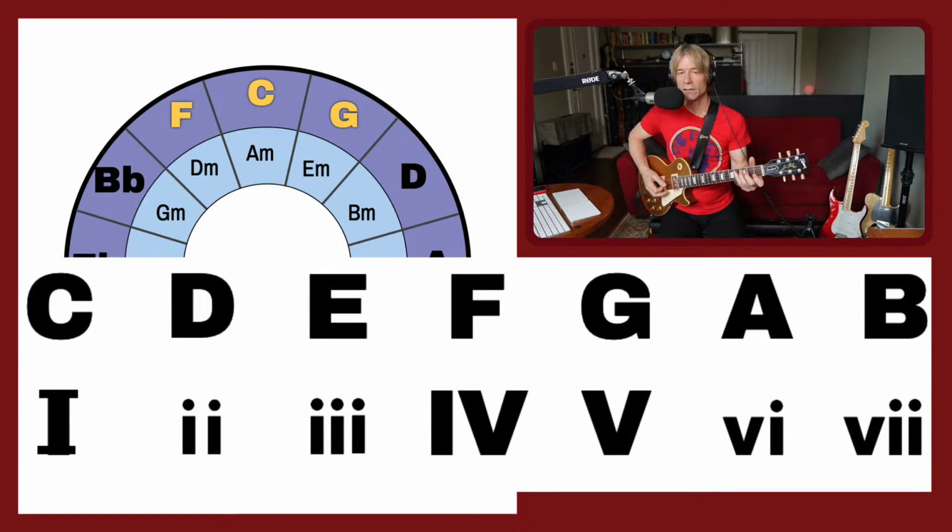In the 50s, they have a very common progression. It's 1-6-4-5. So what's 1? C. What's 6? A. You see that over there, the A? 6. 4, F. G. Let's see.